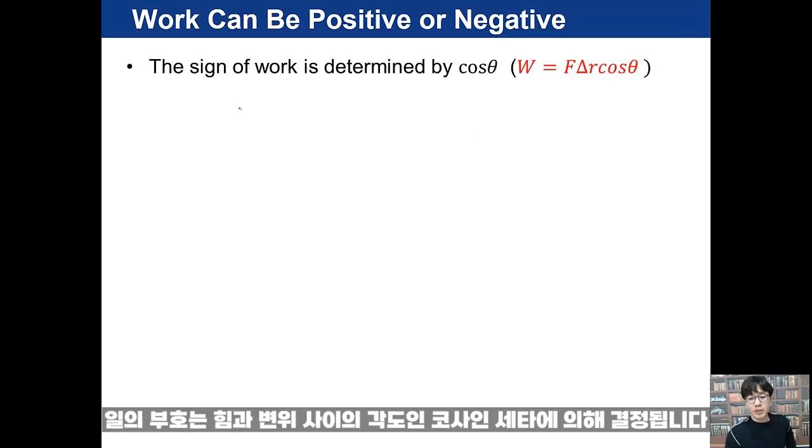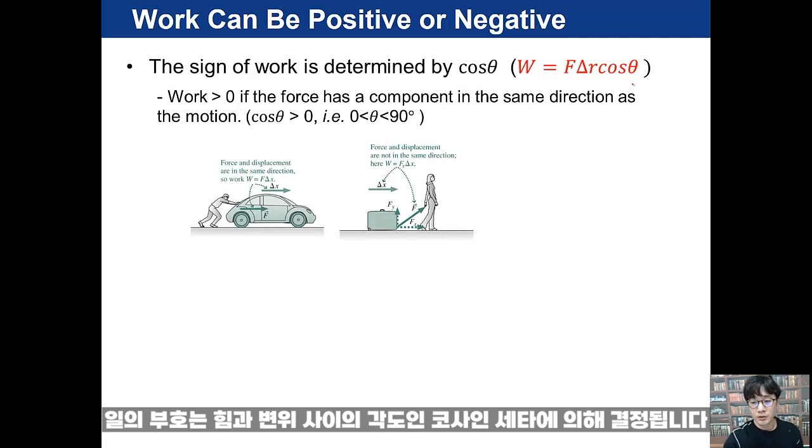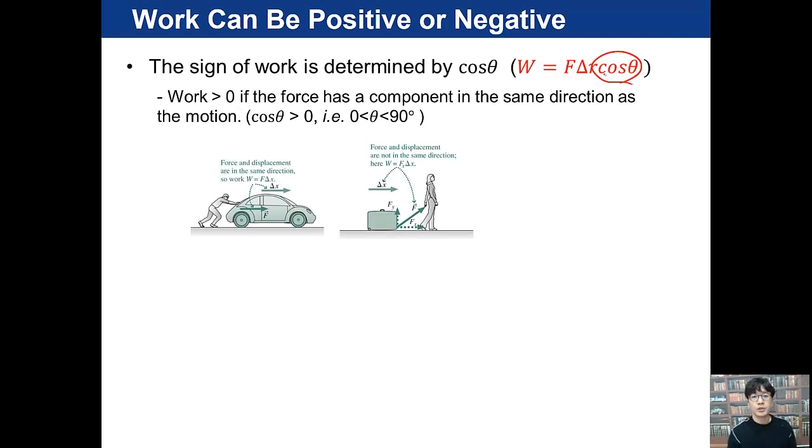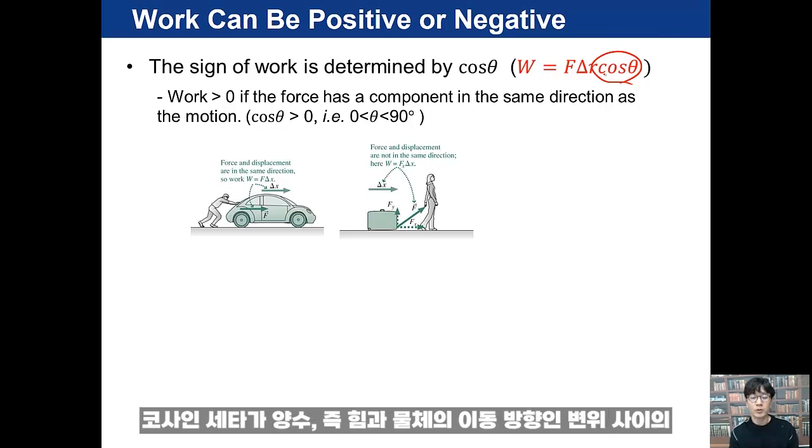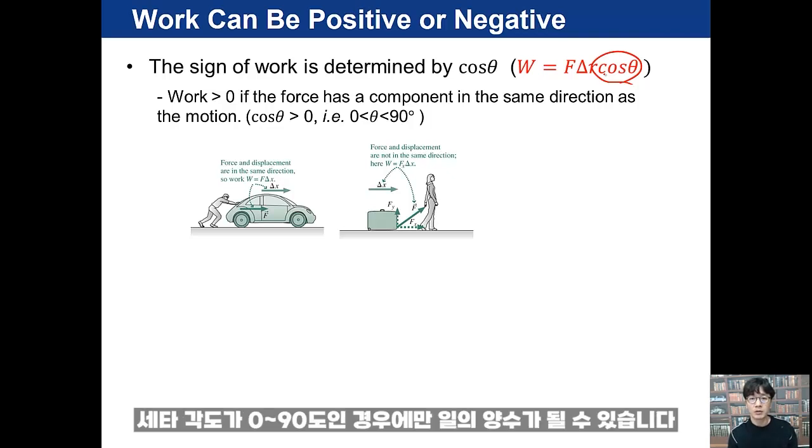The sign of the work is determined by the cosine theta, the angle between the force and the displacement. For example, work can even be negative. Work can be positive only when the cosine theta is positive, meaning the angle theta between the force and the moving direction, the displacement of the object, is 0 to less than 90 degrees.